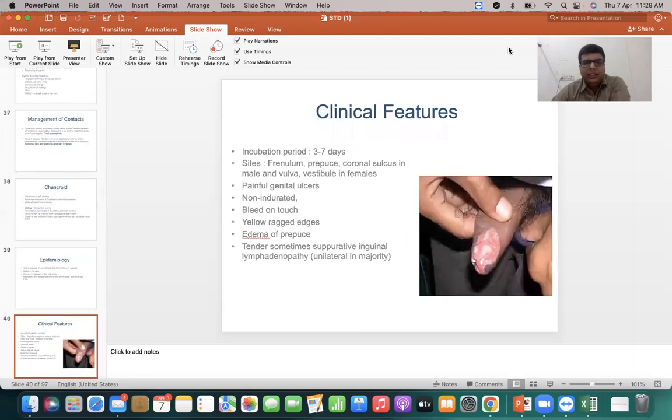What are the clinical features? The incubation period is 3 to 7 days. Sites are the frenulum, prepuce, and coronal sulcus in males, and the vulva and vestibule in females. These are all painful genital ulcers, non-indurated, bleeding on touch, with yellow-red edges and edema of the prepuce. There is tender inguinal lymphadenopathy, sometimes suppurating, which is almost universal.